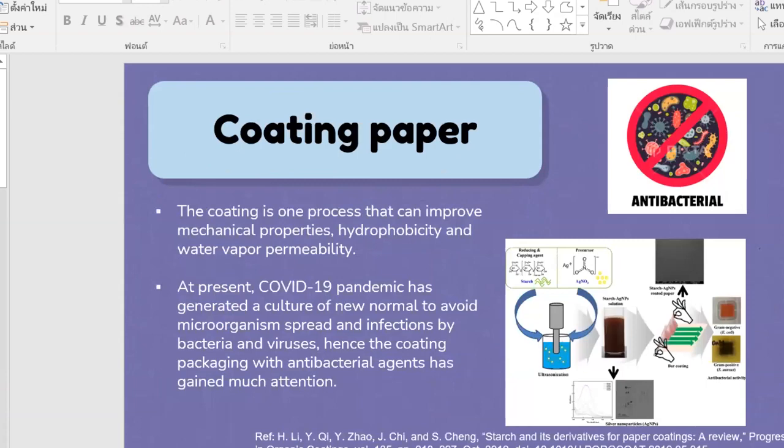In the process to prepare pulps and paper, one process is coating paper. The coating we use to improve mechanical property, hydrophobicity, and water vapor permeability. And at present, the COVID-19 pandemic has generated a culture of new normal to avoid microorganism spread. Therefore, to produce a packaging or paper with antibacterial function is very interesting right now.